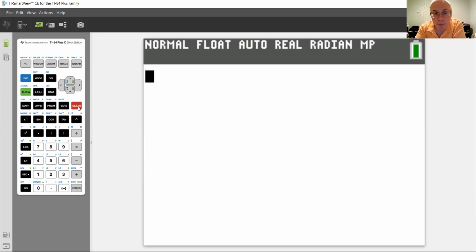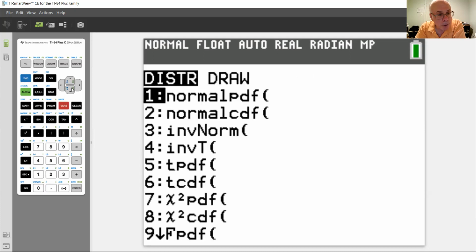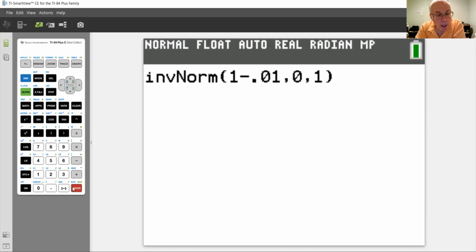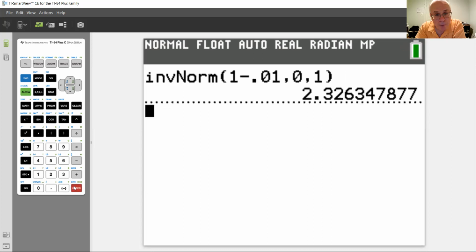Okay. Now, oops. I screwed up there. So actually, let's just go ahead and calculate that first. So we'll go to inverse normal. I hit enter. Now, that's our z.